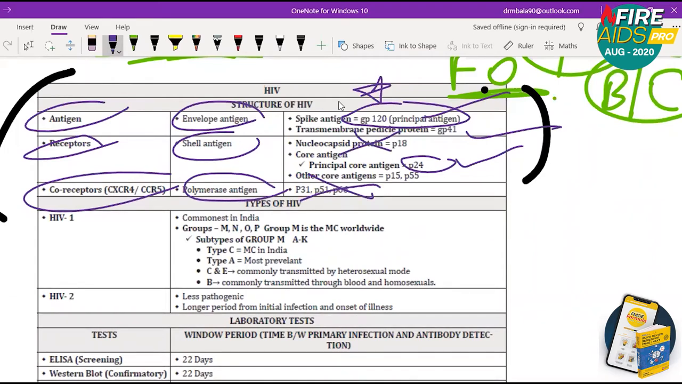One more MCQ that came is on co-receptors. Co-receptors are CXCR4 and CCR5. These are the co-receptors that you need to know. I hope this is fine.